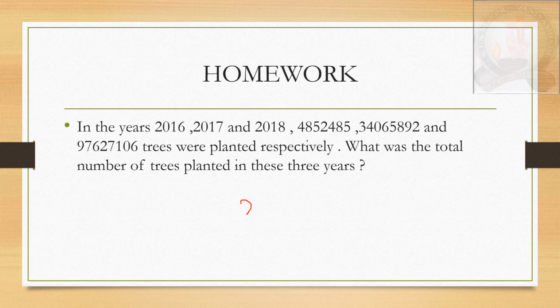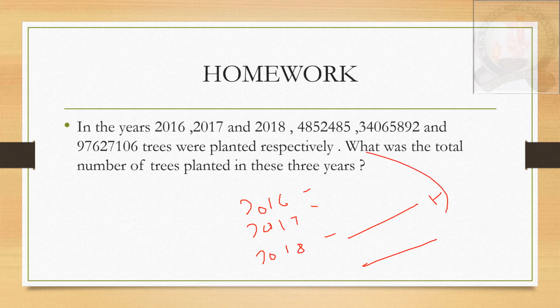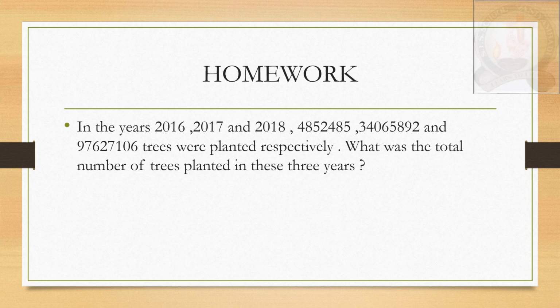So that is the question, which means first you should write 2016 and 2017. Okay, next 2018. So these three numbers you should write first, then you should add the three numbers. The sum will be the answer to this question.